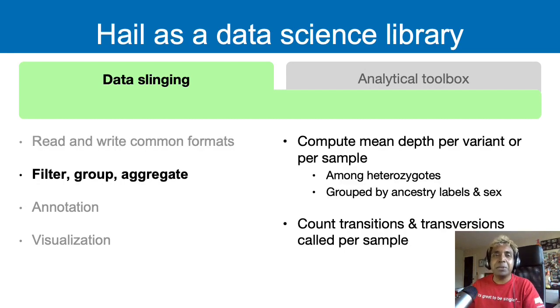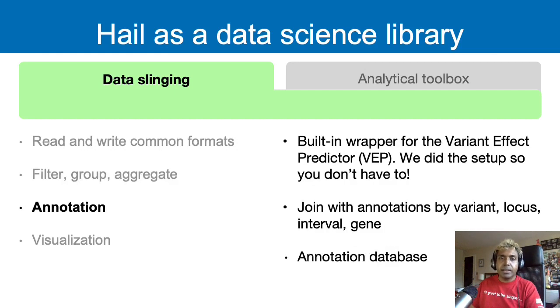So from there, you can also do filtration, grouping, and aggregation of your data, the slicing and dicing of the data to compute, for instance, mean depth per variant per sample among the heterozygotes, and then you can also group them by ancestry labels and sex. You're also able to, as another example here, count transitions and transversions called per sample.